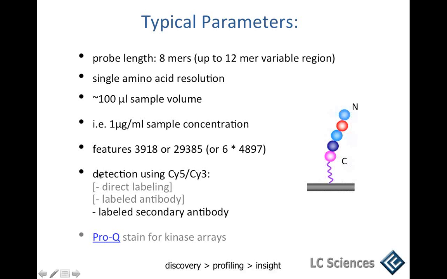When it comes to the detection step, we are using Cy3 or Cy5 labeled secondary antibodies. Of course, you could send us also your directly labeled antibody. Or in other applications, of course, we're using enzymatic stains, like for the kinase arrays. But in general, we would prefer to have a Cy5 labeled secondary antibody or primary labeled antibody. Cy3 works as well, though. It's just that the background for Cy5 is considerably lower.